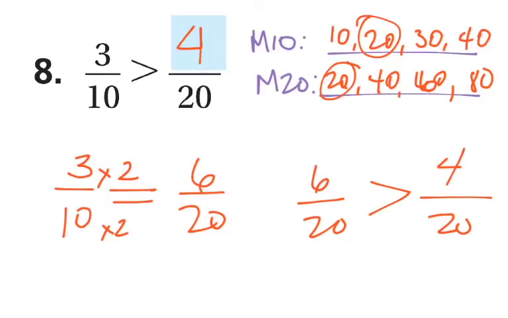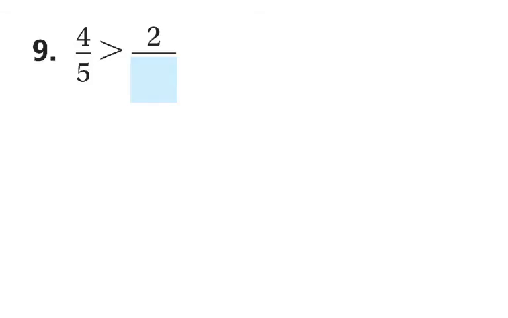Okay, let's look at the next one. Now it kind of changes a little bit. We don't know what our denominator is. But I do know that 4/5 is greater than 2 something. Well, let's think about it. 4/5 can be greater than 2/5. They could even have the same denominator. Look at that. Because if I'm considering fifth size pieces, 4 is greater than 2 of them.